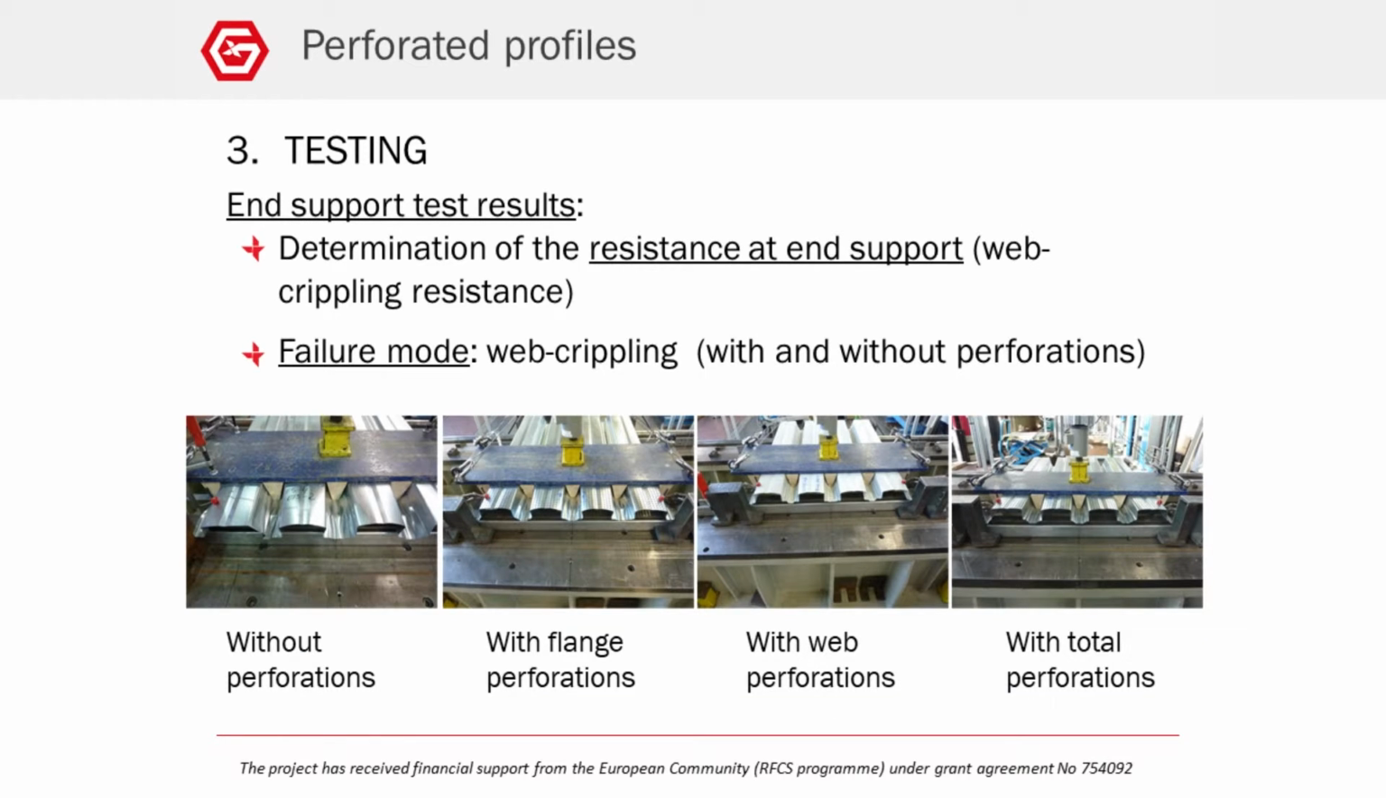Here we have the end support testing pictures. On the left, you can see a profile without perforations, then a profile with flange perforations, followed by a profile with web perforations, and on the right, a profile with total perforations. The observed failure mode for all these profiles was web crippling. The resistance at end support was determined.